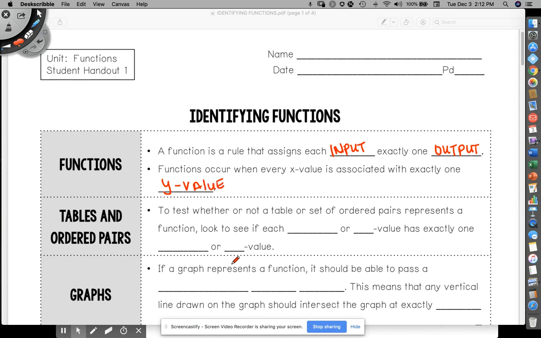Now, when we're looking at tables and ordered pairs, a way to test if a table or ordered pairs is a function, you want to see if each input, or x value, has exactly one output, also known as your y value. And if we're looking at graphs, if a graph represents a function, it should be able to pass what we call the vertical line test.